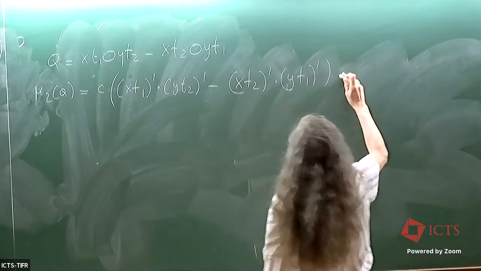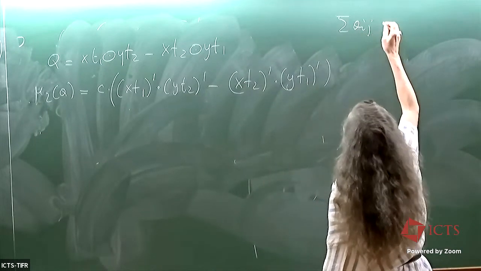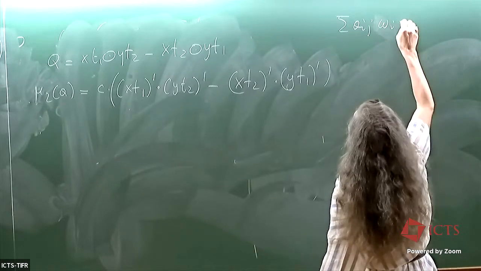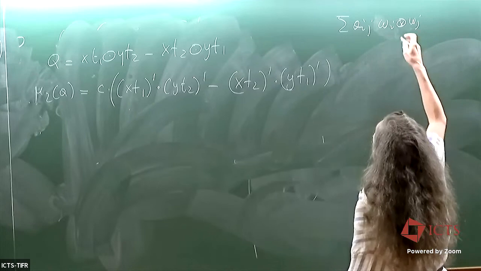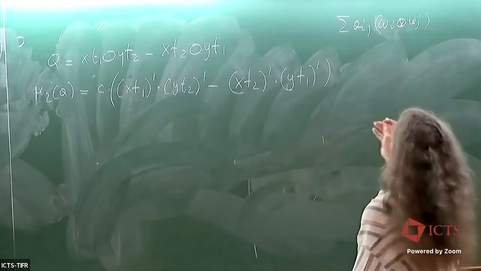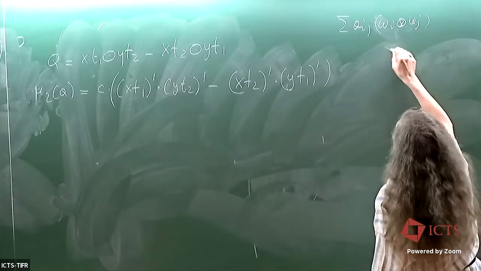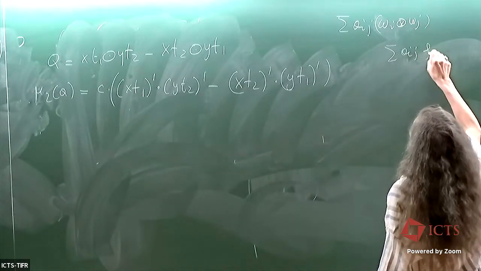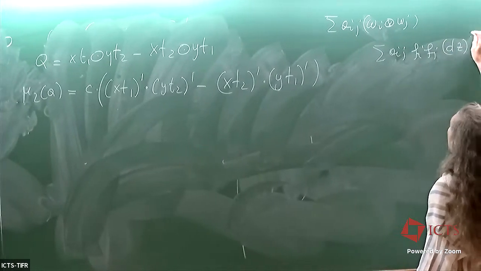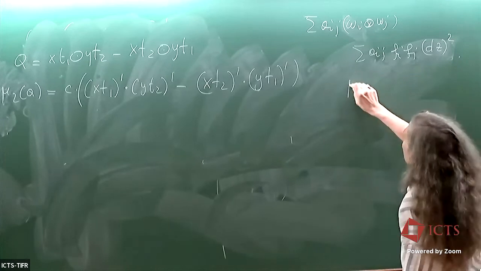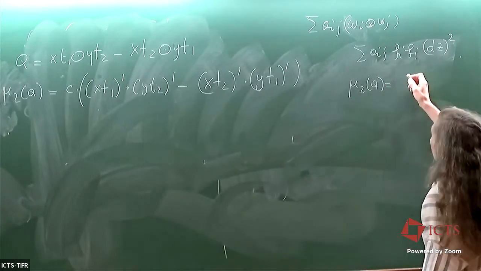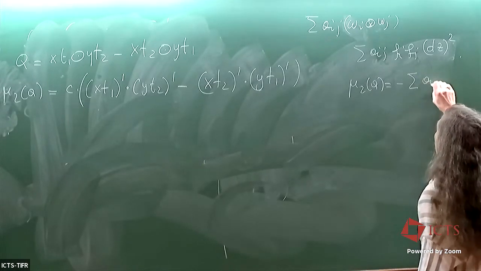Remember, if the quadric was the sum of aij omega i tensor omega j, then we said that there are two expressions. One was a derivative, and this was, so let's say that these are... Okay, then we said that mu 2 of Q is equal to, one of the two expressions, minus Aij, that I gave.